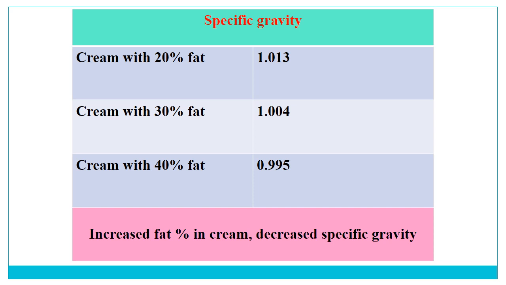Like in the case of cream with 20% fat, the specific gravity is 1.013. With 30% fat, it is 1.004. It is reduced. Then cream with 40% fat, the specific gravity is 0.995. So higher the fat content, lower is the specific gravity.